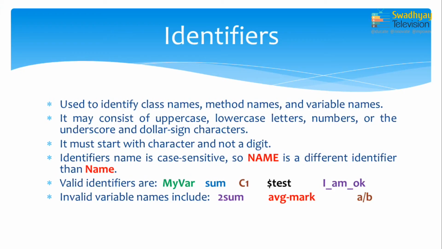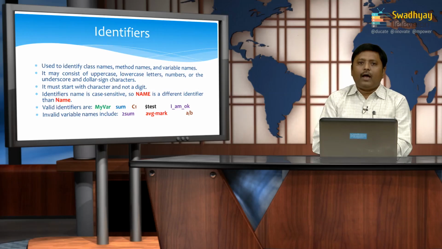Now, below it you can find some invalid variable names. For example, 2sum is not valid because it starts with a digit. Average-mark is not valid because it includes a dash, which is not permitted in identifier names, and a/b is again not permitted because slash is not allowed. So, an identifier is a programmer given name, and there are certain rules for identifiers that we have discussed.